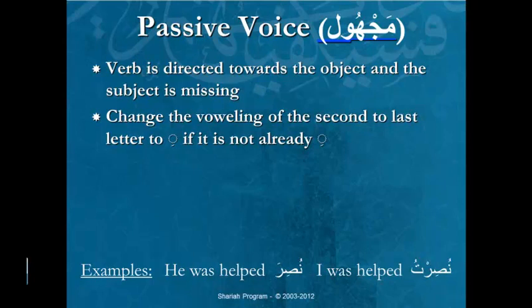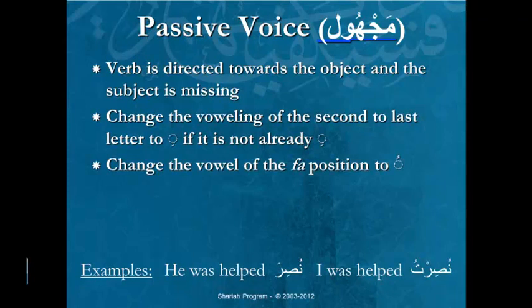Okay, so in Nasara it was not a kasra, so we had to do that. We had to change the sa to si, and that last part becomes sira. Instead of sara, it becomes sira. Step number 2, change the vowel of the fa position to the dhamma. So the first letter of the verb gets a dhamma. So fa'ala becomes fu'ila, Nasara becomes nusira.